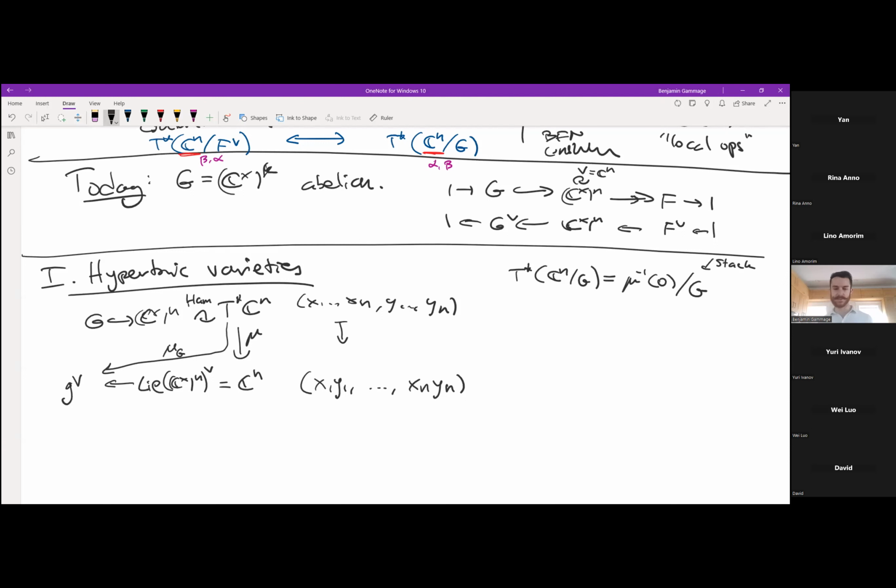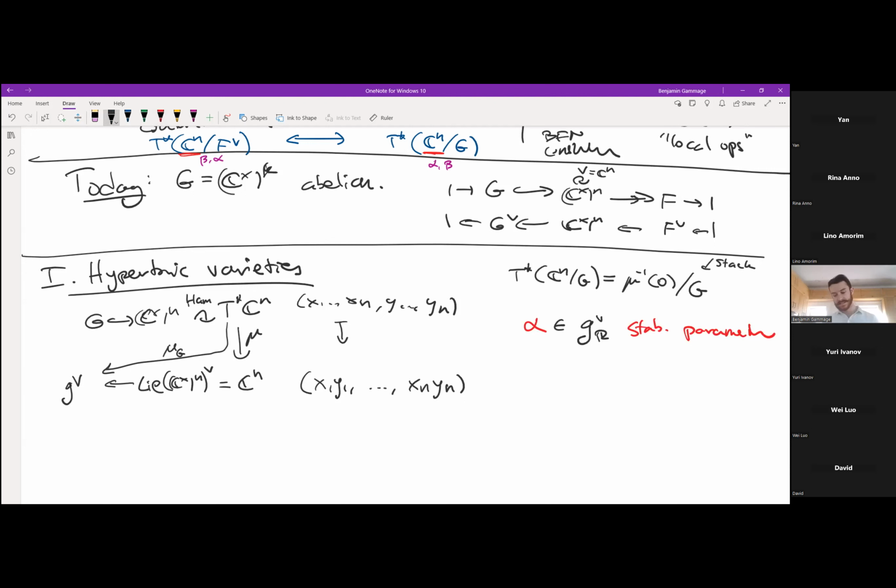This is a stack, and this is what my first paper with Aaron and Justin was about. It's more natural to start by considering these stacks, but ultimately in life, sometimes we like varieties, right? So the next question is, how do you go from this stack to a variety? And so what I'm going to do is introduce a stability parameter, alpha, which is going to live inside the real dual Lie algebra of G. So this alpha is a stability parameter.